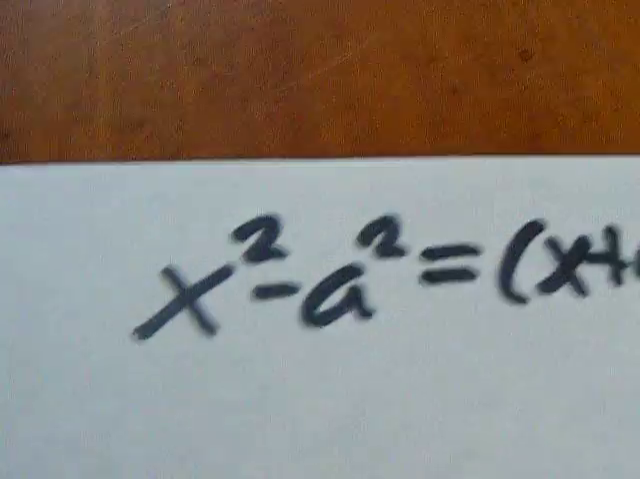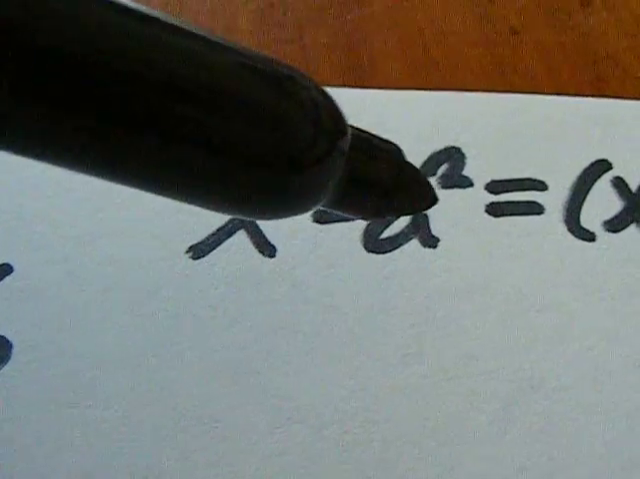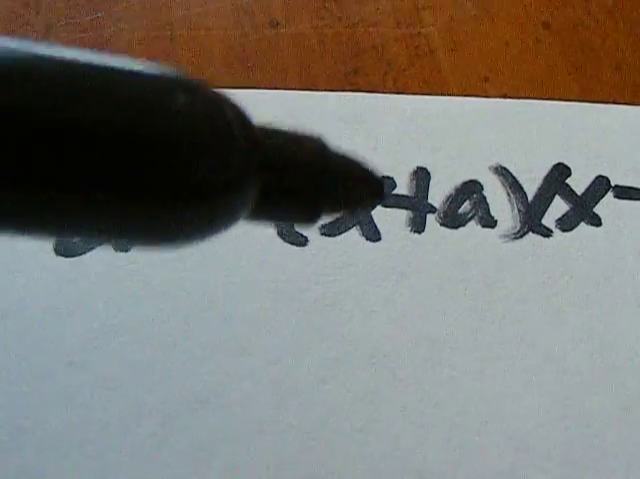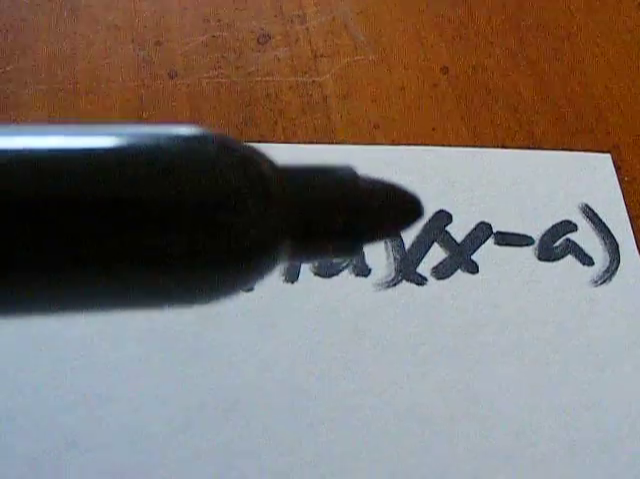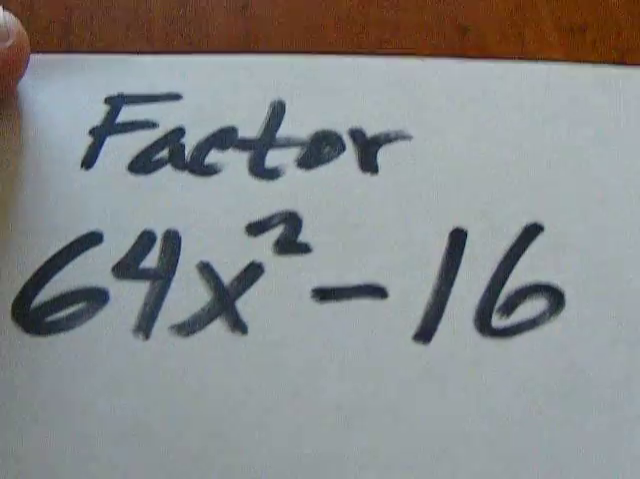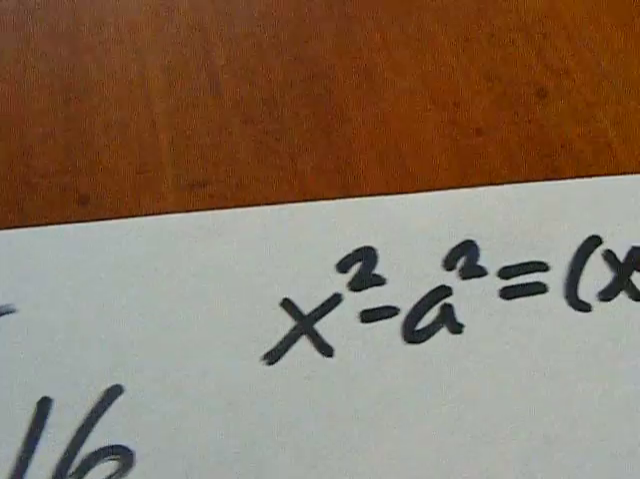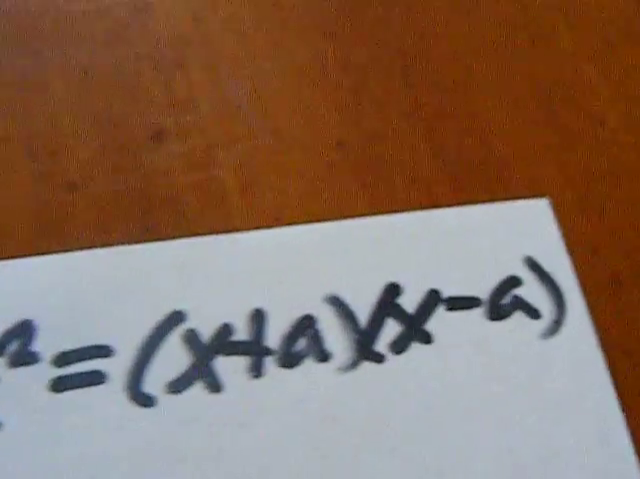Here's our formula. It says if you have something squared minus something else squared, that's going to be that something plus something, and then that something minus something. So this is our difference of squares formula. Now what we want to do is make this look like that so that we can apply this formula and get it all factored.